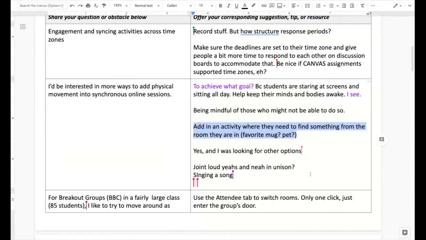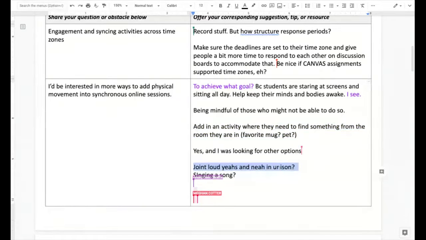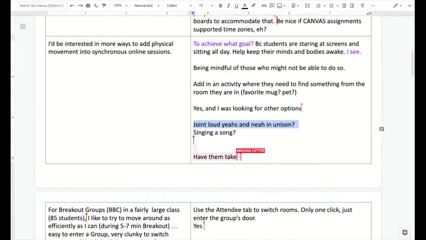Singing in unison, I love that idea. I think we're going to get to that someday, but right now, I don't know if you've ever tried singing together with the delays, it just doesn't work.